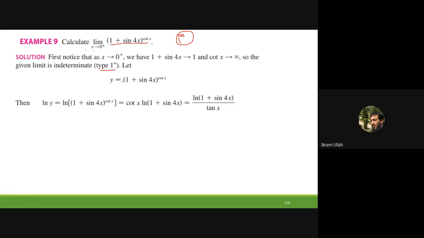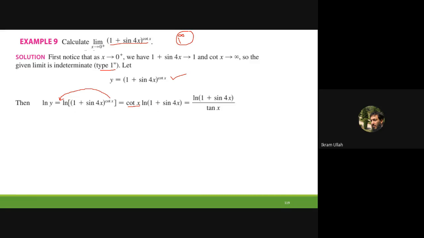Now applying the natural log on both sides of this function. So ln of y is equal to ln of (1 plus sine 4x) to the power cotangent of x. Using the properties of the natural log, this will become cotangent of x times ln of (1 plus sine 4x).